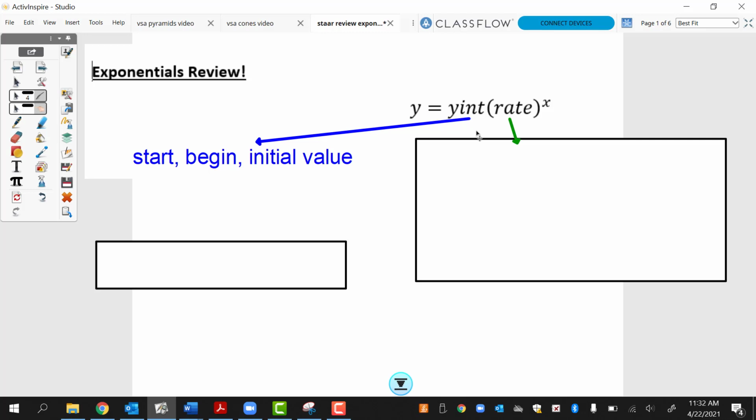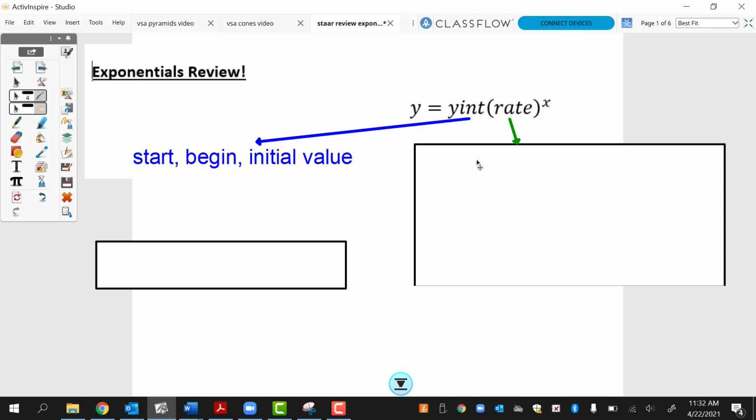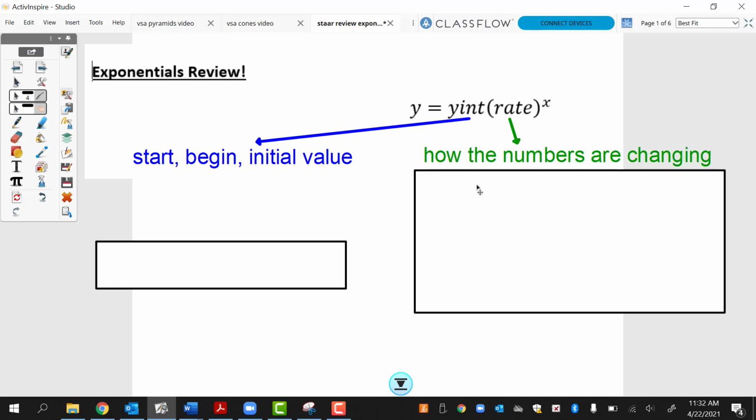Bank words, they could also put like deposit. That would be the starting number, okay? For the rate, we know that the rate is how the numbers change over time. Like how is it increasing or decreasing over the years, okay?